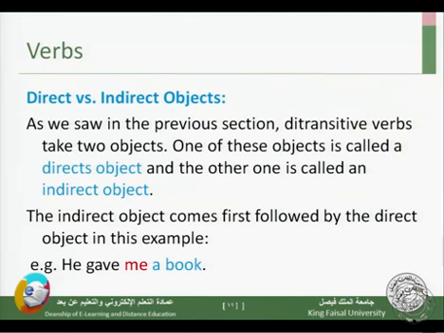So look at the example here. He gave me a book. Me is the indirect object of the sentence, and then a book is the direct object. So the book is the thing that is being given. Okay, so it is the direct object handled by the subject, by the speaker, or by the person who did the action. So he gave me a book. Me here is the indirect object, which is the person who received the book, who got the book.